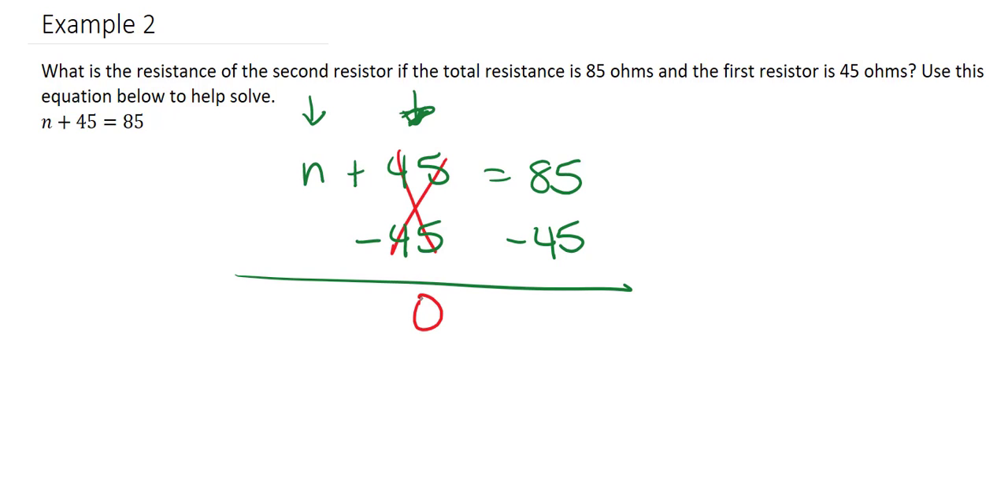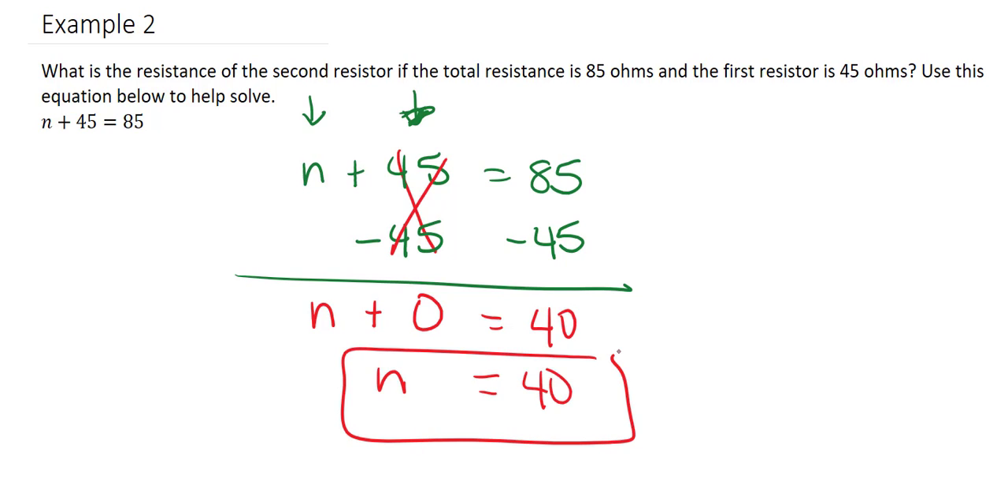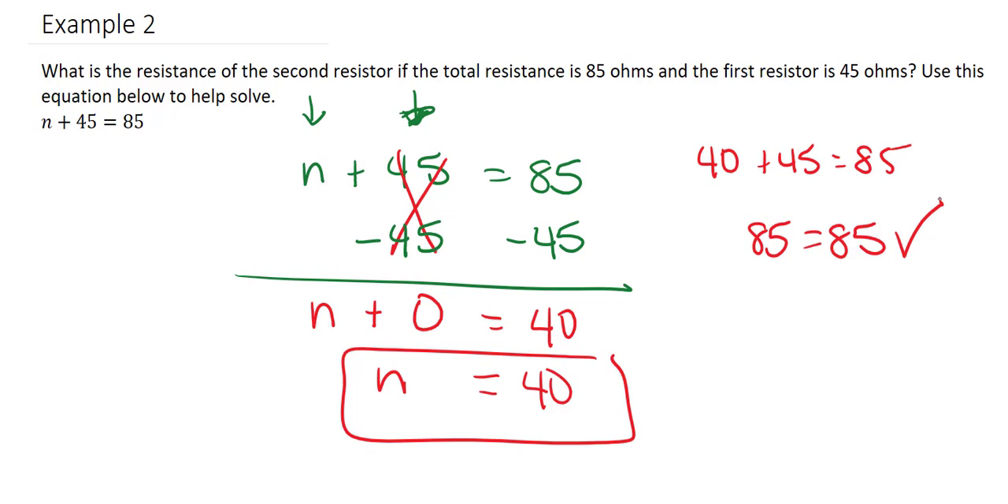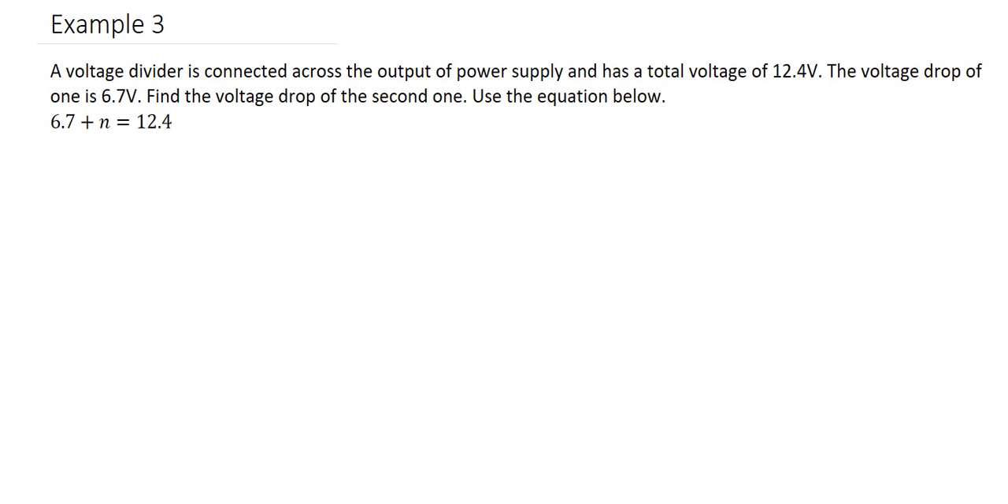This now just becomes 0. Bring down the n. n plus 0 is just n. Now 85 minus 45 is 40. So n is equal to 40. And that makes sense. So if we go 40 plus 45, well, 40 plus 45 is 85. So we found the right value for our variable because this checks out and makes it a true equation. So now let's go ahead and look at the next example.